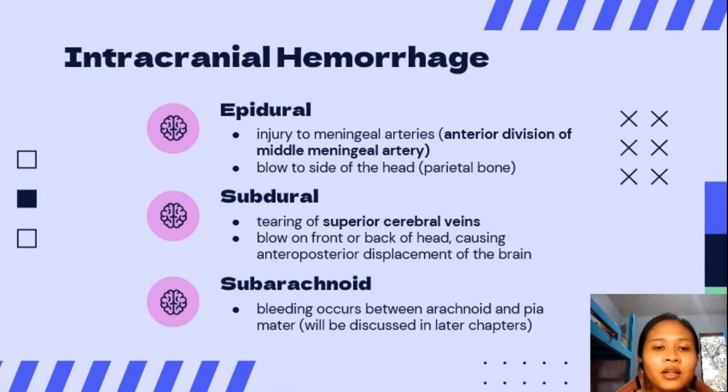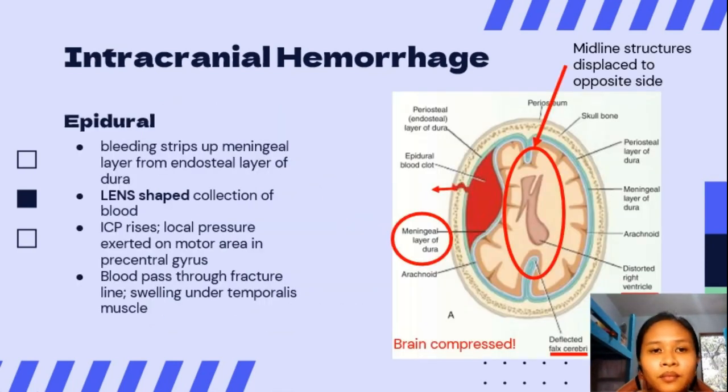The subdural hemorrhage is caused by the tearing of superior cerebral veins due to a blow on the front or the back of the head, causing anteroposterior displacement of the brain. Bleeding then occurs below the dura, above the arachnoid mater. And third is the subarachnoid hemorrhage, which will be discussed in Chapter 17.